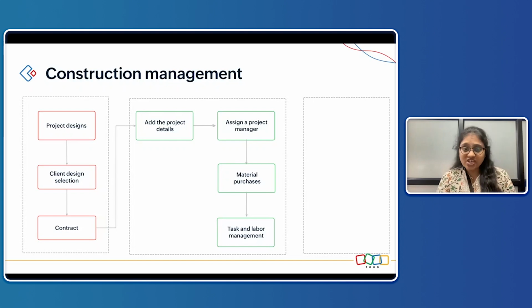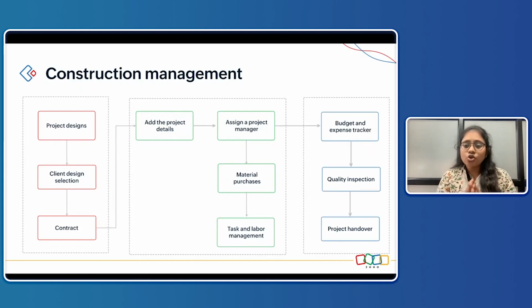So once the construction is completed, next step is going to be the budget. The project manager or the builder would have quoted a budget to the client during the contract signing. It's the duty of the project manager to maintain a balanced budget and expense with the help of this budget and expense tracker module. So after everything is kept on track, next comes the quality inspection, and once it is done, the project will be handed over to the client. So this is going to be the basic process that is involved in a construction management business.